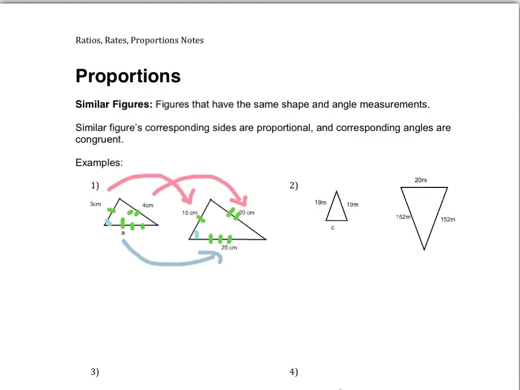This just happens to be the way that the shapes are oriented or positioned on the paper. If you jumped ahead to number 2, you'd see that the angle at the top corresponds to the angle at the bottom.